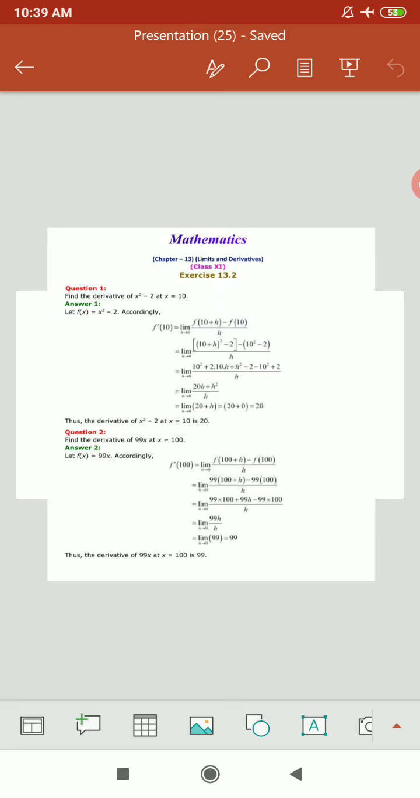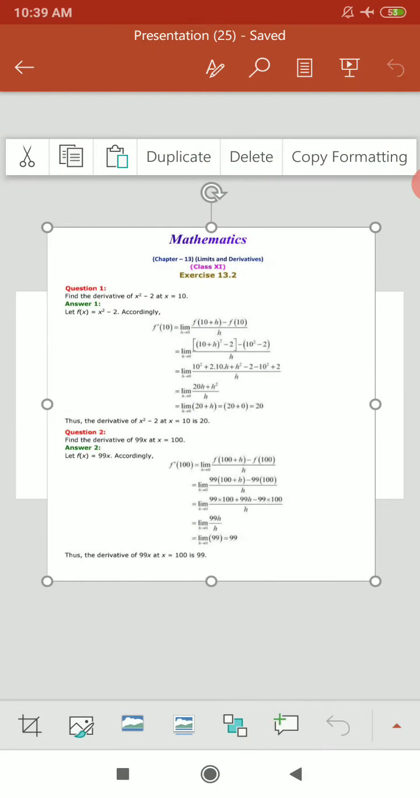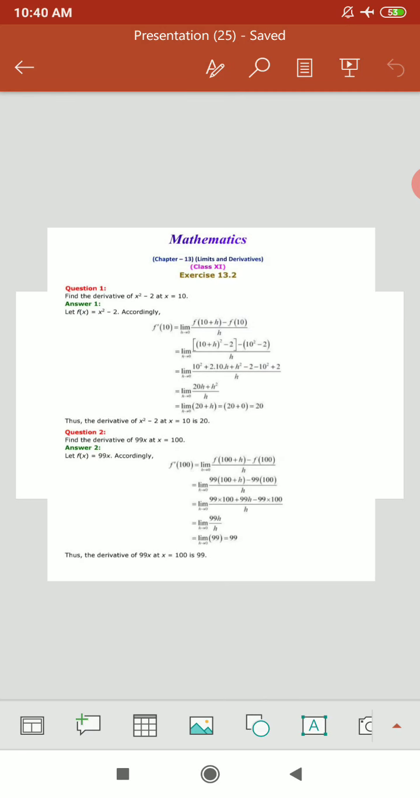Okay. Similar, next question, we have to find the derivative of the function f of x is equal to 99x at x equal to 100. We have to find f dash of 100. Our f of x is 99x. And we know f dash of a is limit h tends to 0 f of a plus h minus f of a divided by h. तो a के बदले यहाँ पे 100 है तो हमारा f dash of 100 आएगा limit h tends to 0 f of 100 plus h minus f of 100 divided by h.